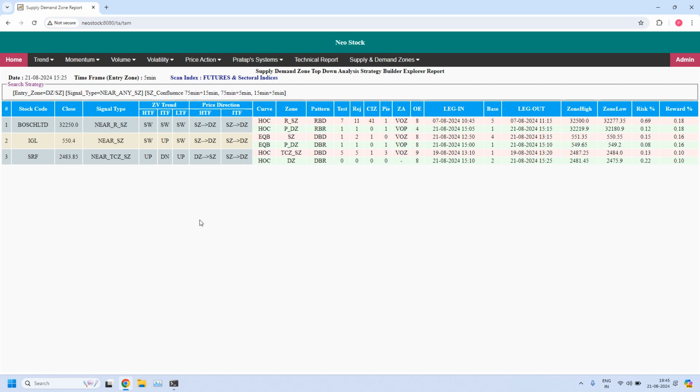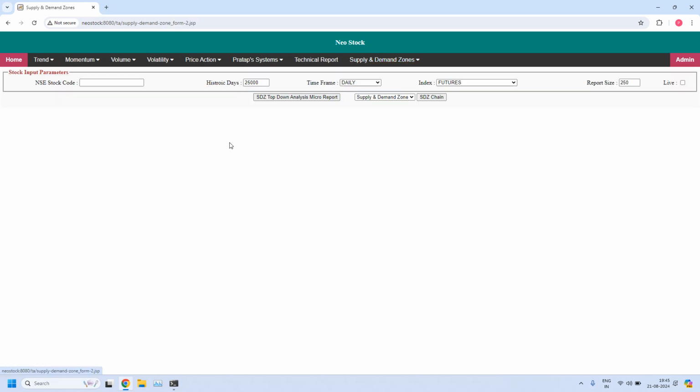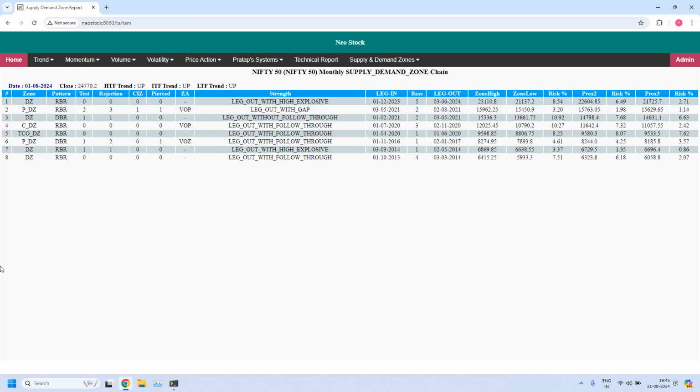Okay, this is about stocks near demand and supply zones. Next, we will identify Nifty and Bank Nifty supply demand zone chain. Starting from monthly time frame, let's start with Nifty 50. So Nifty monthly supply demand zone I am generating. This is the monthly supply demand zone chain for Nifty.